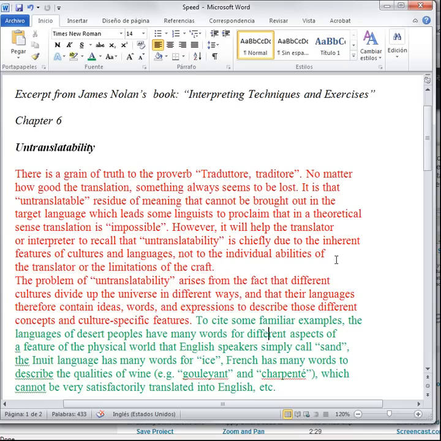To cite some familiar examples, the languages of desert peoples have many words for different aspects of a feature of the physical world that English speakers simply call sand. The Inuit language has many words for ice. French has many words to describe the qualities of wine. For example, Gouliant and Charpentier, which cannot be very satisfactorily translated into English, etc.